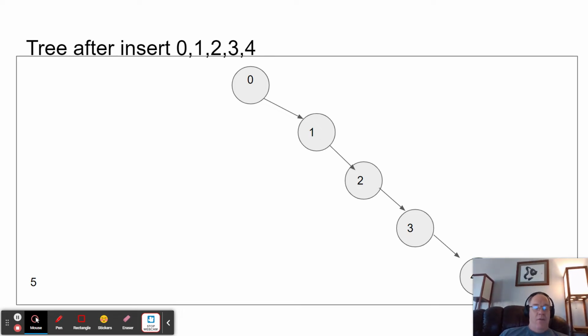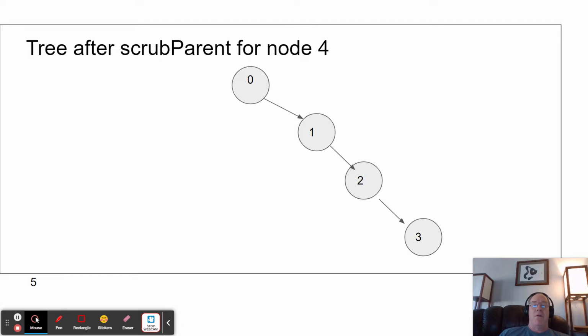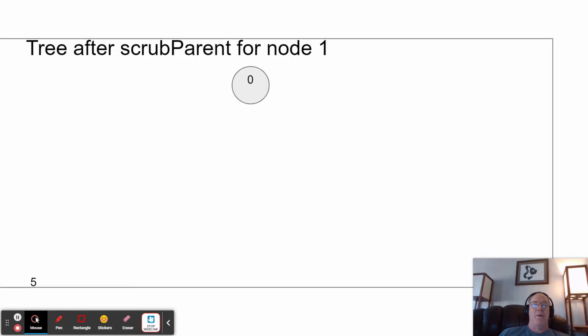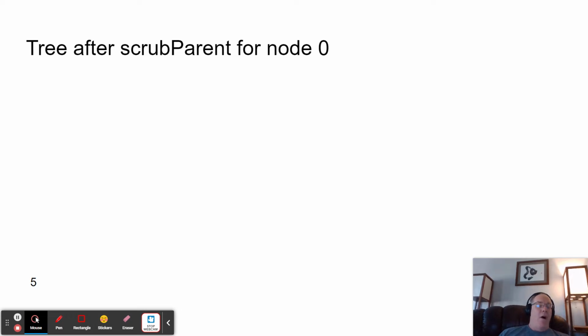And so if we do the sequence of node 4, node 3, node 2, node 1, and node 0, all of those perform a scrub parent function when we would want to delete that node. And so the loop that does a sequence of deletions will count backwards from 4 down to 0.